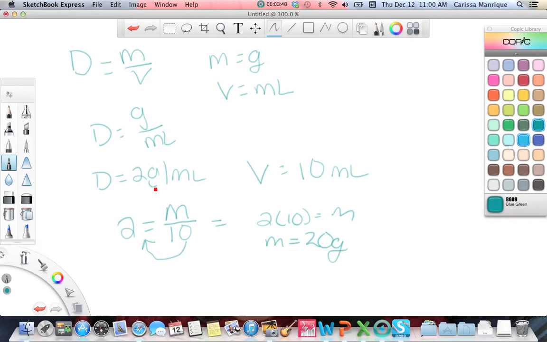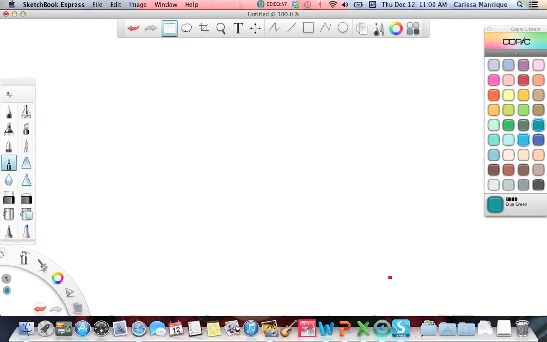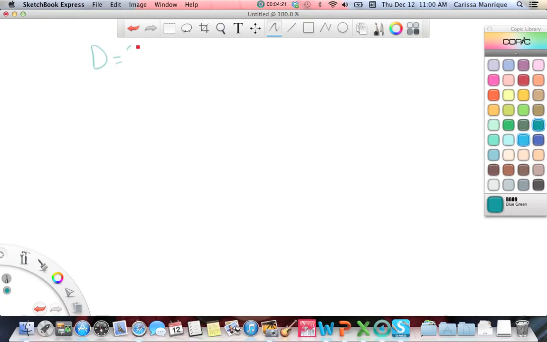So let me show you with a unit conversion, because that's what we've been doing, what that would look like. Okay, so with the unit conversion, you always start with, so let me put our units up here. Okay, so we know we have density equals to 2 grams per milliliter, and we know that our volume equals to 10 milliliters.